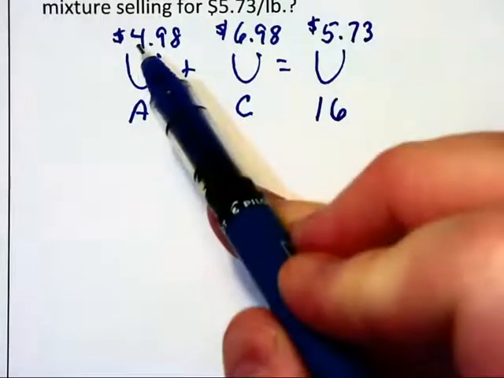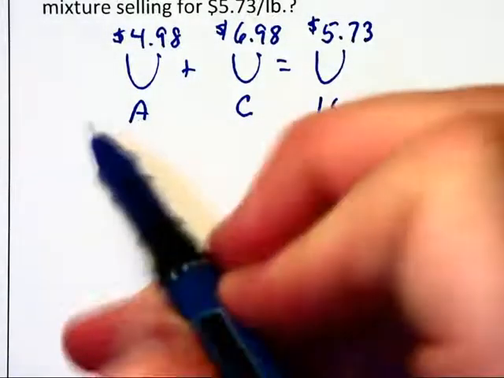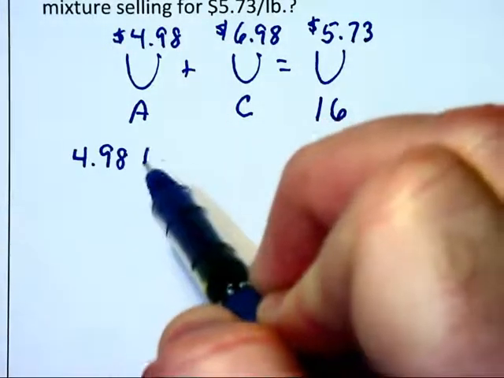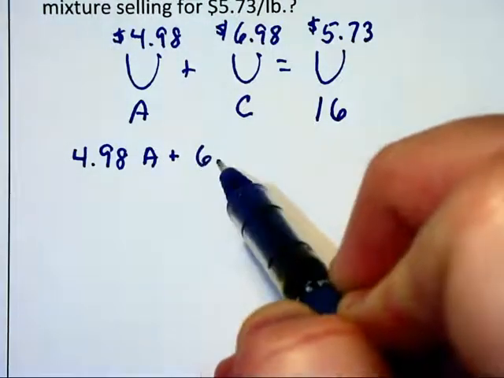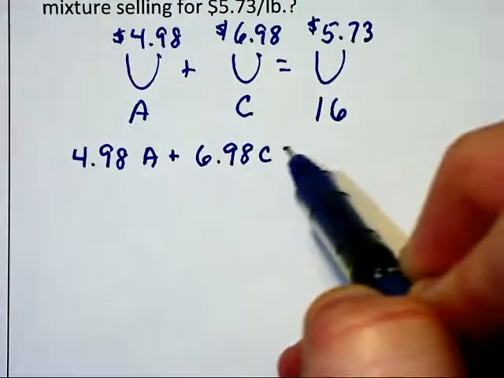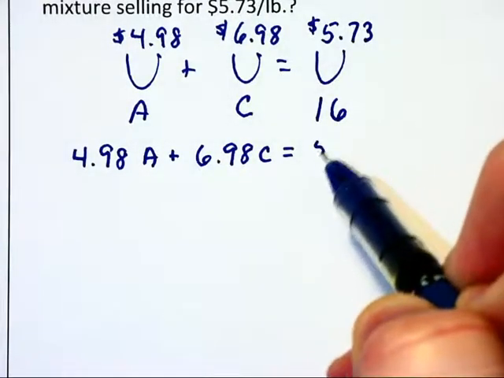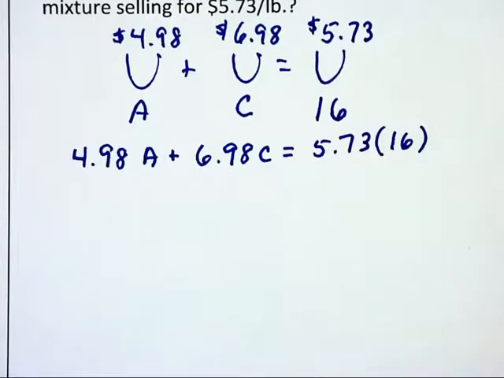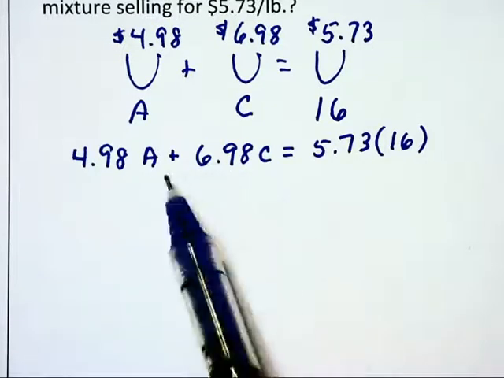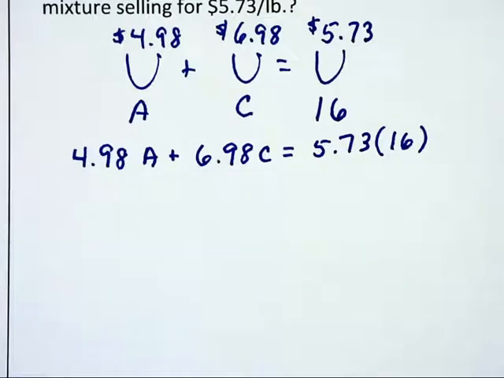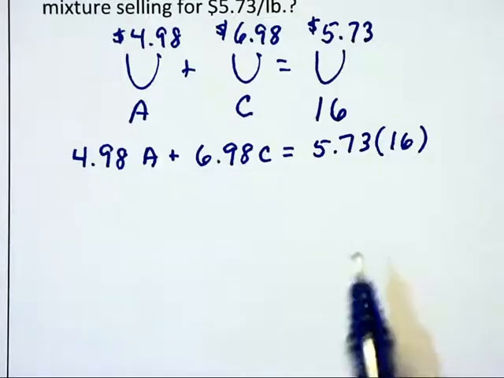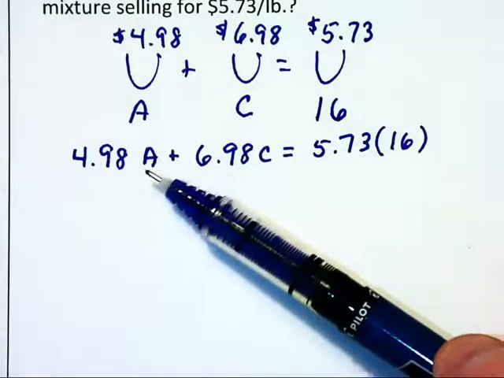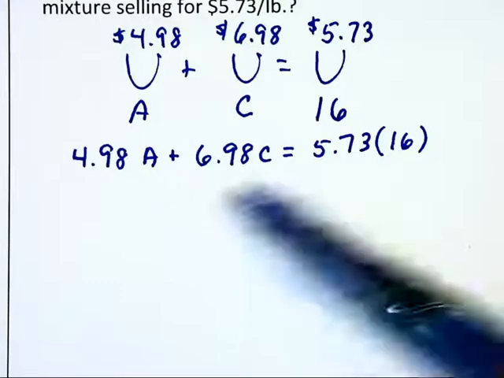Now, let's go and multiply top times bottom plus top times bottom as we've done before. 4.98a plus 6.98c equals 5.73 times 16. Notice how this equation has two variables in it. I think it would be a good idea for us to create a second equation because we need two equations to solve systems that have two variables in them.